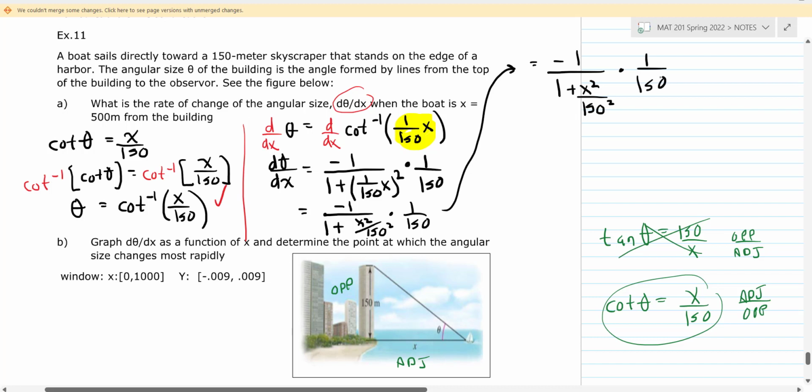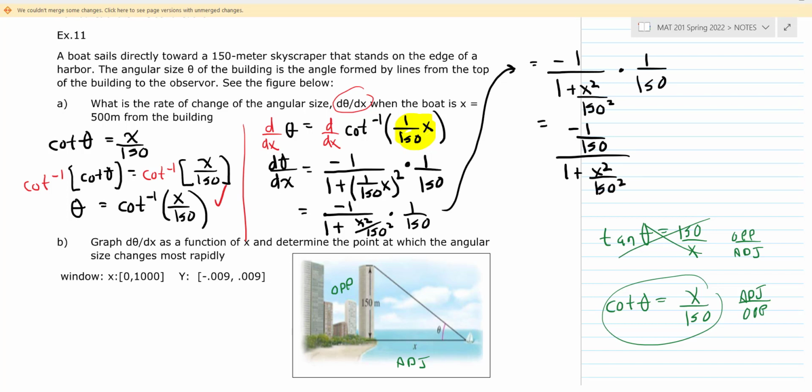So what I'm going to do on this then, see, this can go in the numerator too. So you could do this if you wanted to. You can put the 1 over 150 in the numerator, or it can go through the denominator like that if you want to. So what I'm going to do is write this as negative 1 over 150 over 1 plus x squared over 150 squared, like that. And what I'm going to do is get rid of this fraction.